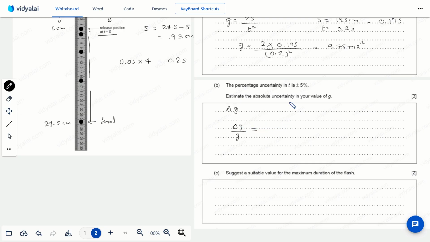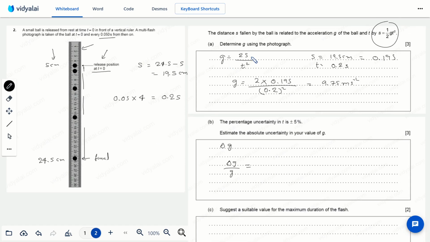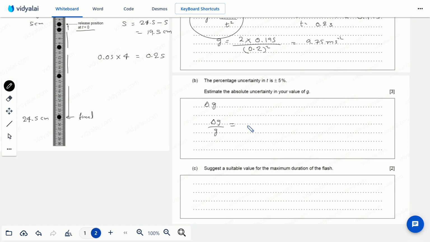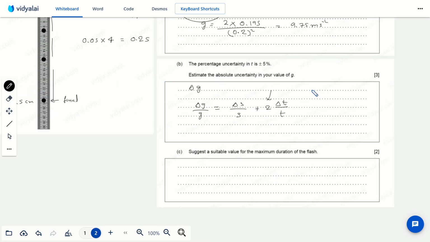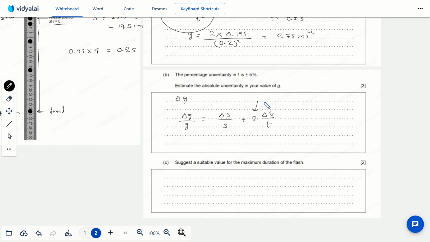So making use of this relation again, I can write down delta g by g, or the error in g divided by g, is equal to delta s by s plus 2 delta t by t. So where's this 2 coming from? It's because there is an exponent for t. So while multiplying, the uncertainty just adds up. And yeah, the percentage uncertainty is already given. So that's what we are adding here.